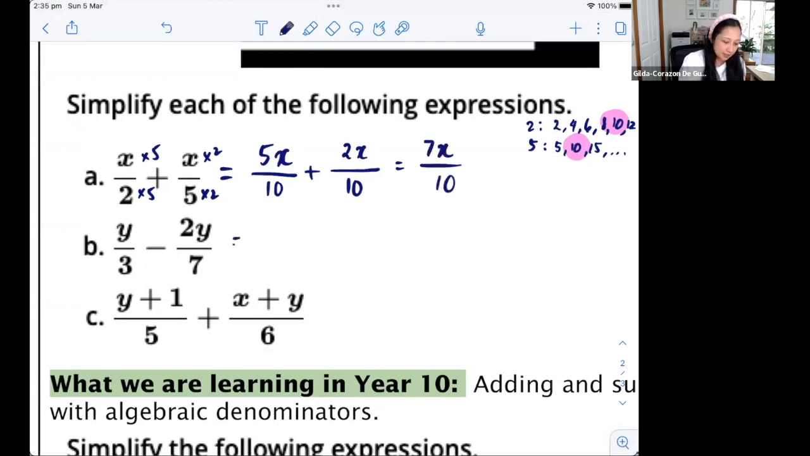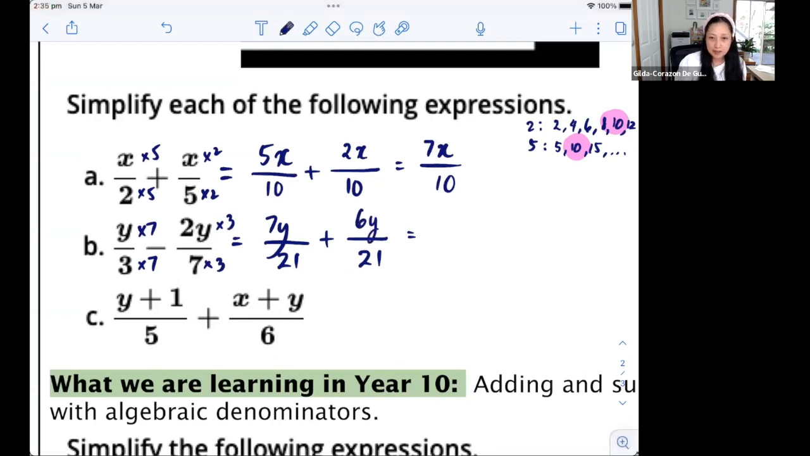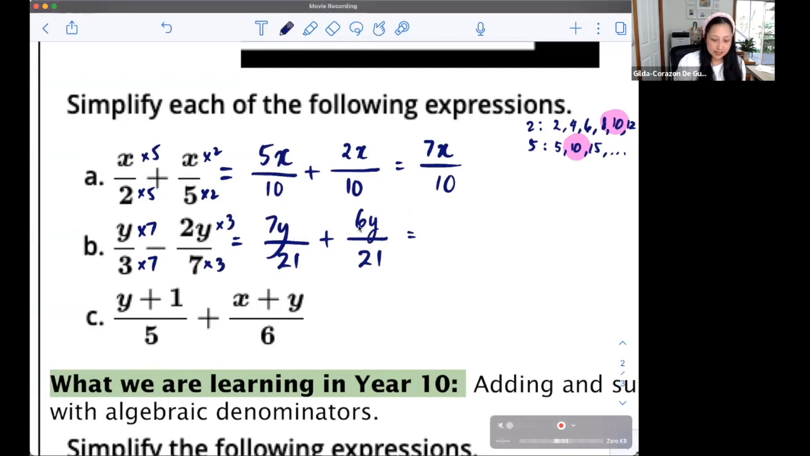Okay, the same thing with the next one. What's the least common multiple of 3 and 7? You have 21, and we multiply the bottom by 7 to get 21, and therefore we multiply the top by 7, we get 7y, right? What did we multiply to 7 to get 21? 3, so we multiply the top by 3, we get 2 times 3, we get 6, and the y, don't forget the y, and we can add 7y and 6y to get 13y over 21.